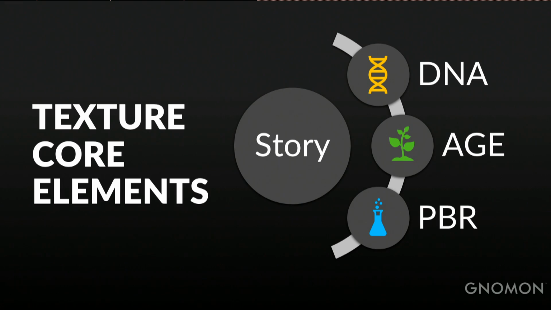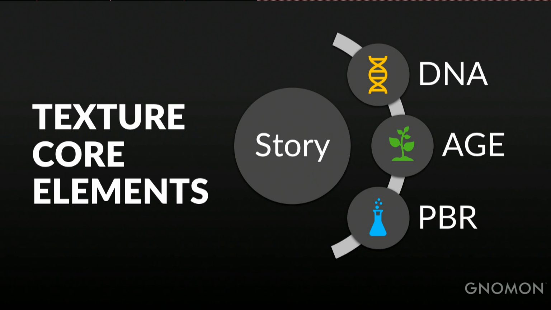Just try to really make it a good experience for the player. So for a texture's core elements, there's DNA, which is, what are the core properties of the surface type? Is it metal? Is it brick? Is it plastic? As I mentioned in the previous slide, you want to understand that surface type and try to recreate it to the best of your ability. And then with age, how old do you want the surface to look in the environment? Is it brand new? Is it slightly used? Do we want it to feel historic?